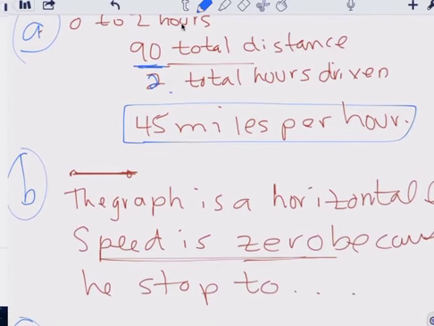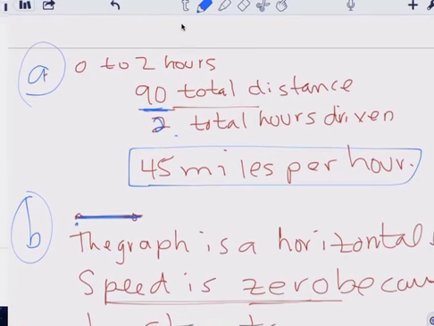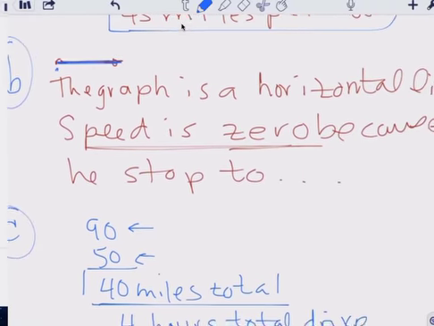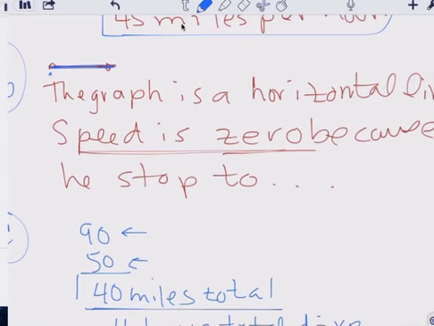Now B was the graph between 2 and 6. The 2 to 6 graph looks like a horizontal line. That's what it is. You describe the graph as a horizontal line. The first one, if you describe the graph, it's a positive graph. And a horizontal line has 0 speed because he stopped to do we don't know what. You just make something up.